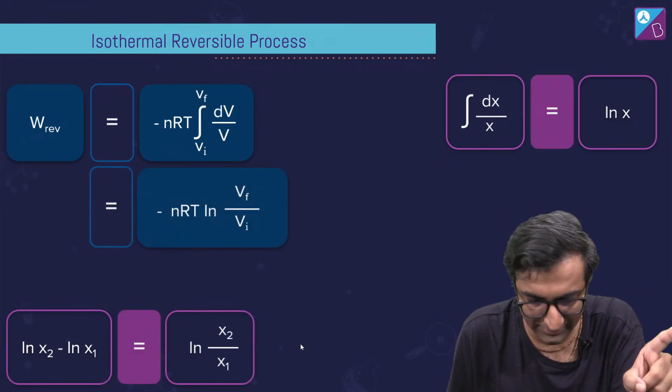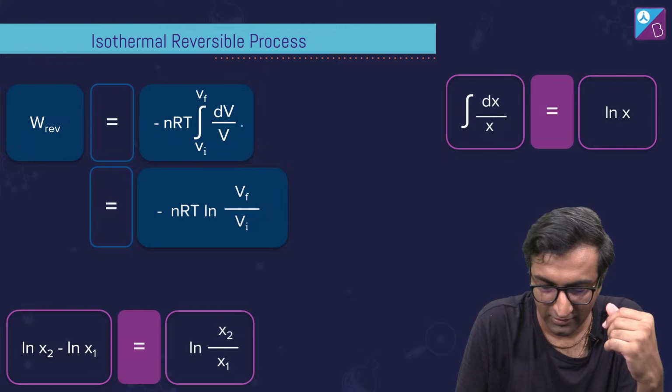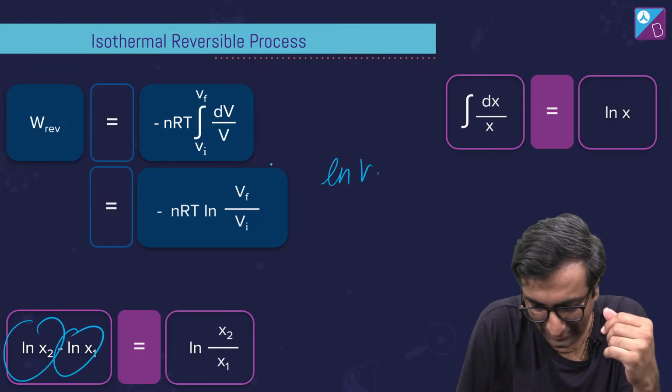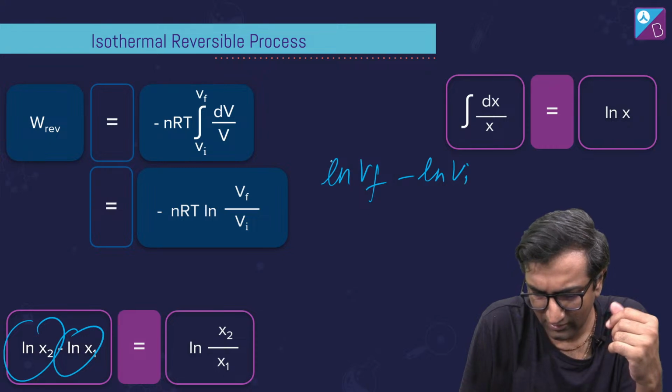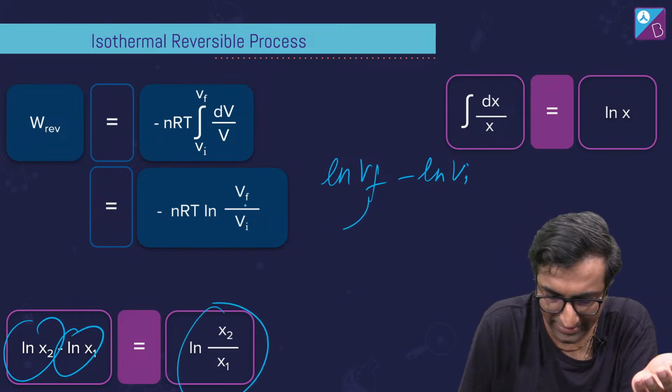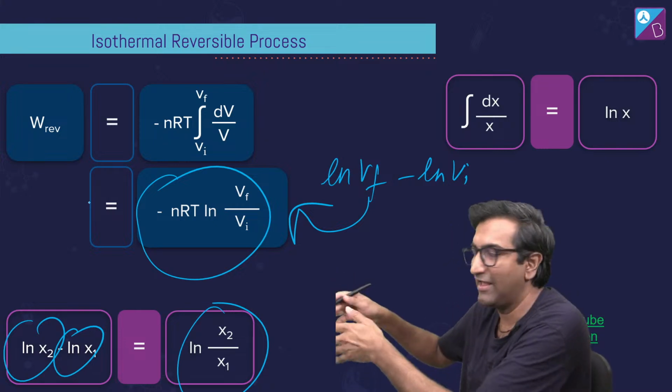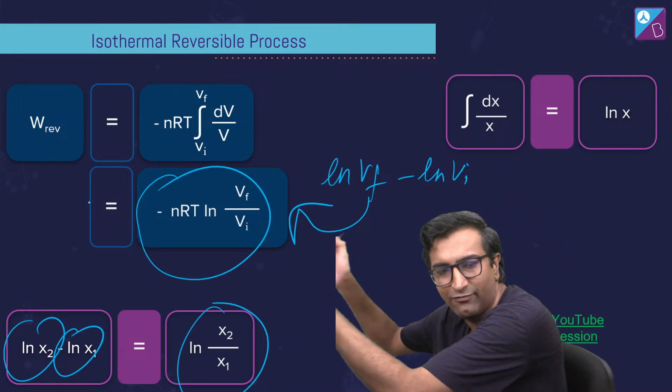Okay? The only thing I'm saying is that you know what, boss, what I get here is ln VF minus ln VI. We'll use the log form and write it like this. Okay, so this negative nRT ln V2 by V1 or VF by VI.